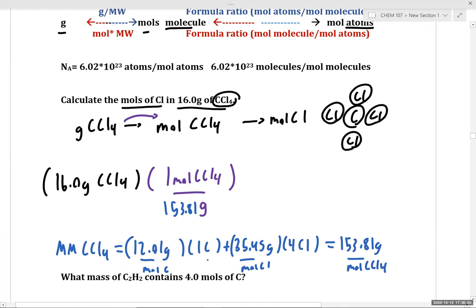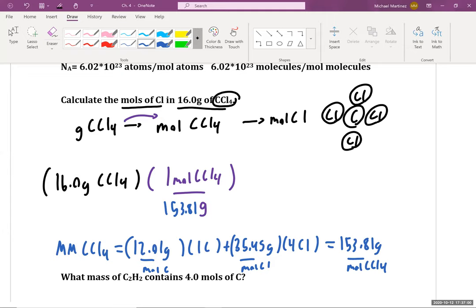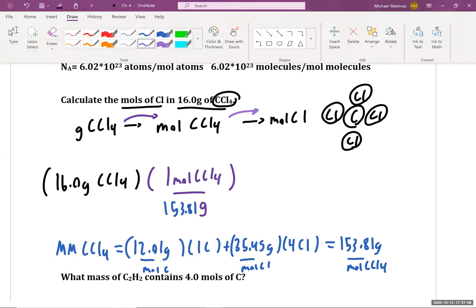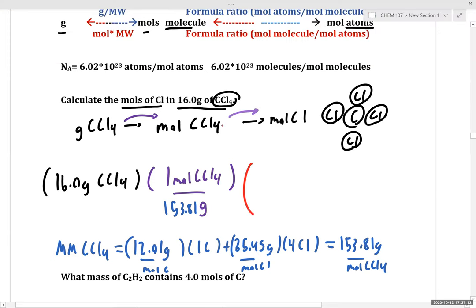Does this molar mass calculation look familiar to everyone? Yes. Okay, perfect. So now that we've completed our first step, which is the mass to mole conversion, we're now going to do a mole to mole conversion using our formula ratio. If we're going from moles of carbon tetrachloride to moles of chlorine, we have to answer the question, how many moles of chlorine do we have per mole of carbon tetrachloride? What's our mole to mole ratio? How many chlorines? 4 to 1. Yep, 4 to 1. We see 4 moles of chlorine per 1 mole of carbon tetrachloride.